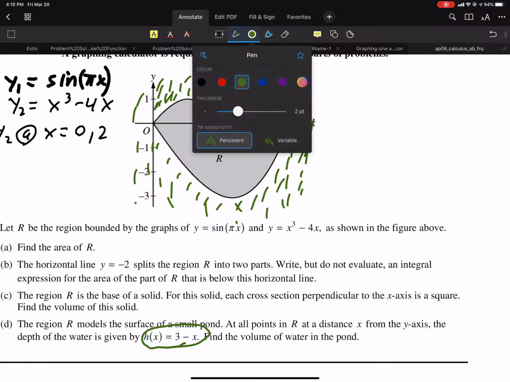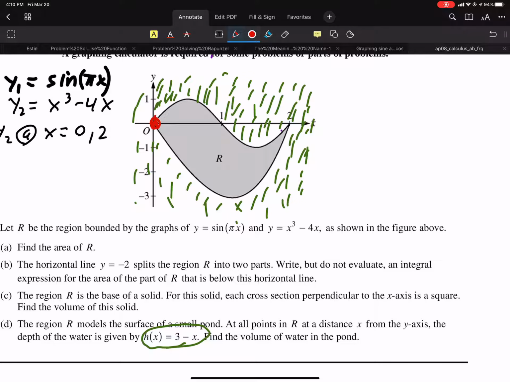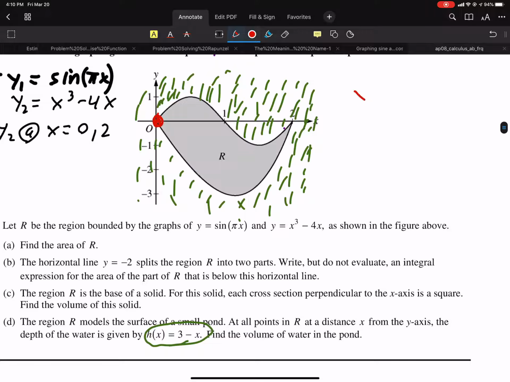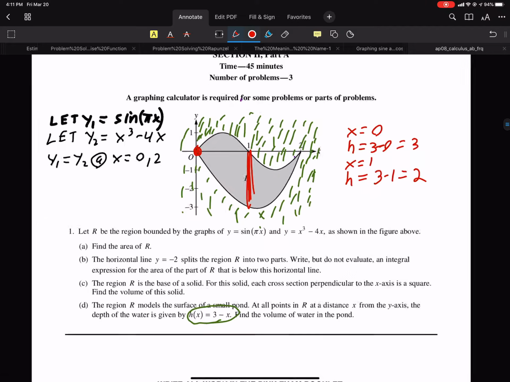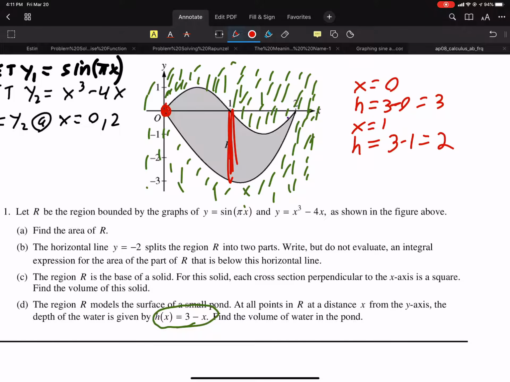So if you look right here, where that red dot is, X is 0. So the depth of the pond would be 3 minus 0, or 3. So it's deeper right there. Now if you go to the middle of the pond, where that red line is there, X is 1 there. So if you want to know how deep the water is there, it's going to be 3 minus 1, or 2 units deep. I don't know if we're feet, inches, what are we? It doesn't say. So the farther we move to the right, the more shallow it is.